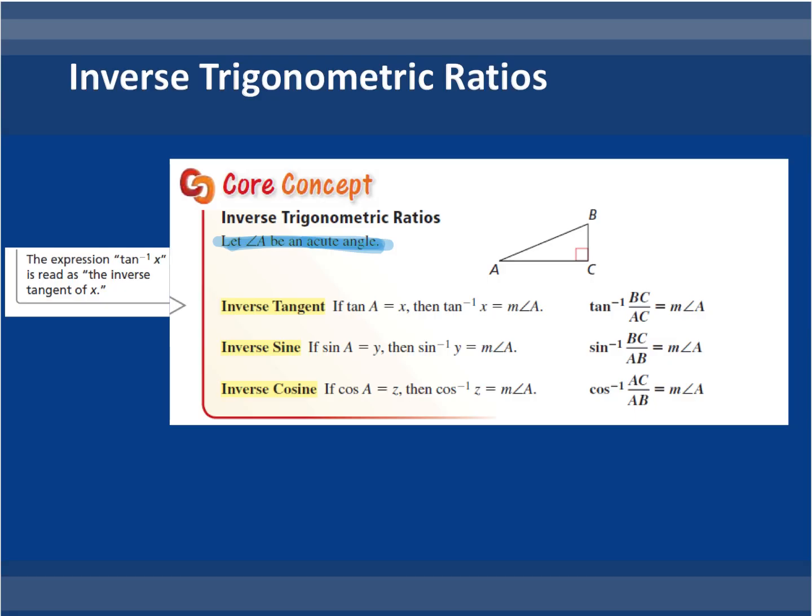All right, looking at this, inverse trigonometric ratios. We've kind of covered these already. We've done inverse. When do I use the inverse ratio? When you're solving for an angle. That's the only time you're using the inverse trigonometric ratios. So please write that down somewhere.